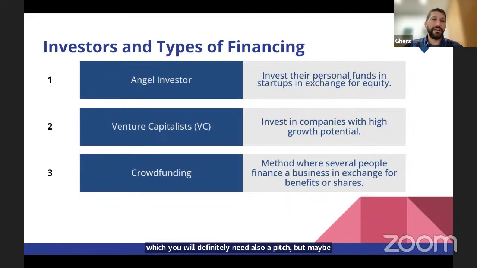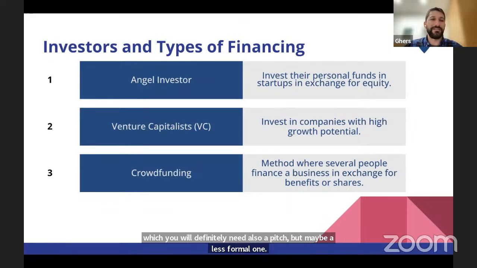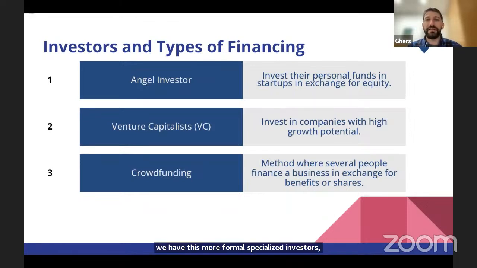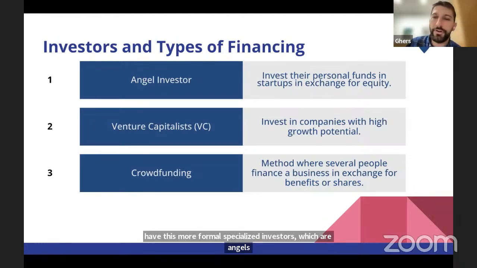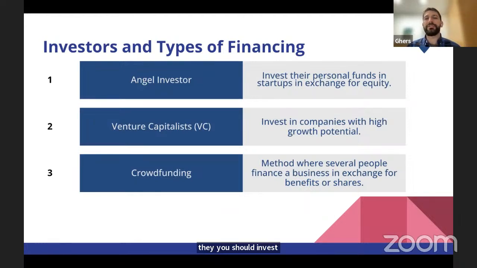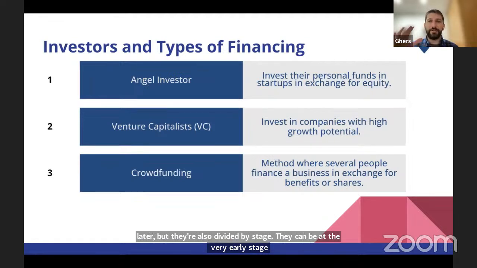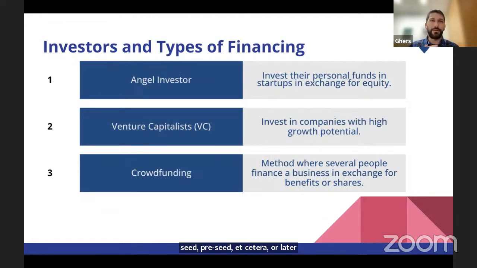we have these more formal specialized investors, which are angels. They usually invest their own personal funds in startups in exchange for equity and at a very, very early stage. Then we have venture capitalists. They go a little bit later, but they're also divided by stage. They can be at the very early stage, seed, pre-seed, etc., or later stages when there's already a product, revenue, etc., such as Series B, C, D, etc. They invest in companies that have high growth potential.